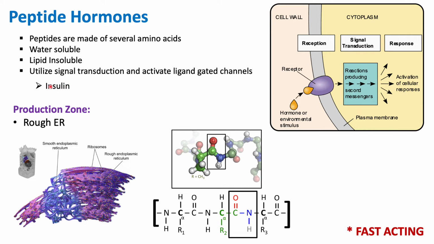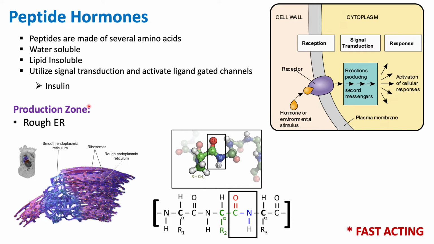Now, an example of a peptide hormone is insulin. We can think about insulin, for example, when we have a very sugary meal. After we have that sugary meal, insulin is going to be released fairly quickly because we do not want high blood sugar levels. So that insulin is going to act to bring down our blood sugar levels.